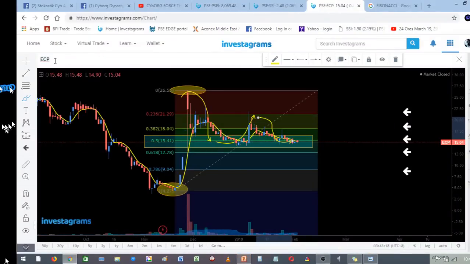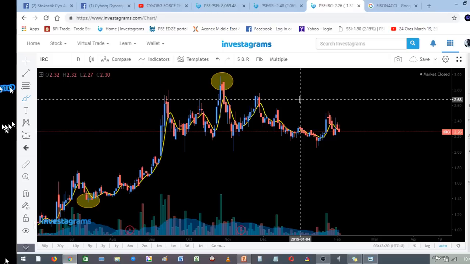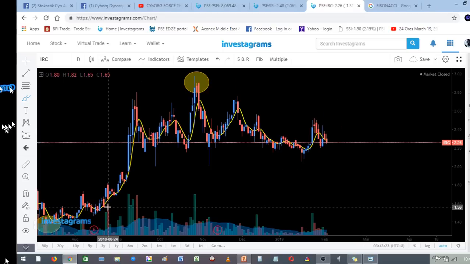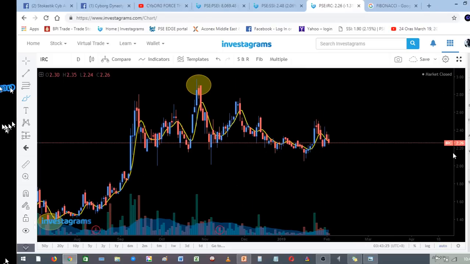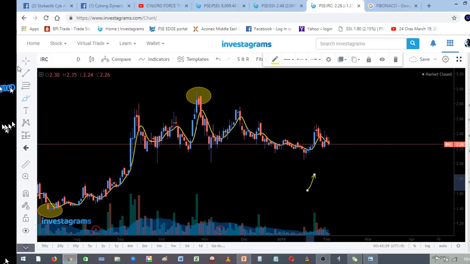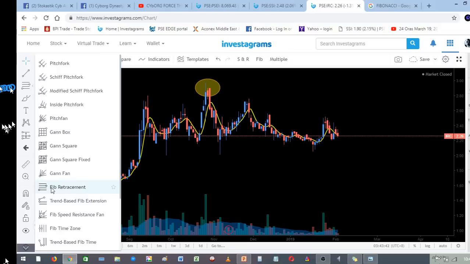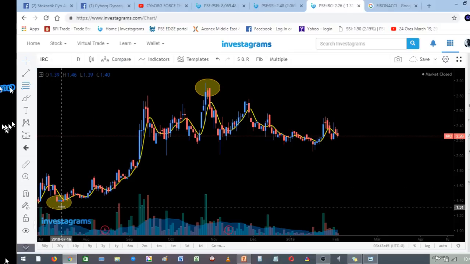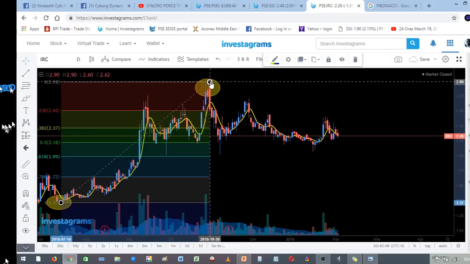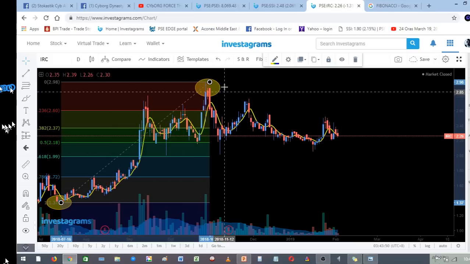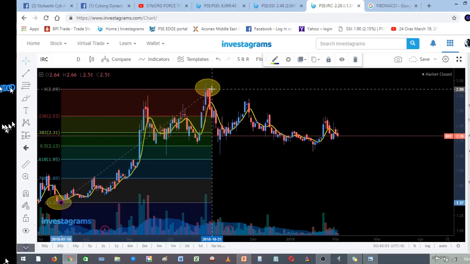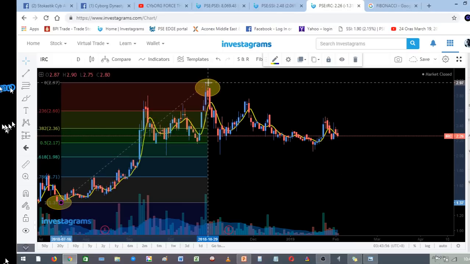So let's take IRC for example. So I have identified already the plotting point. So by plotting a Fibonacci level, click this icon, click the arrow right, arrow down, Fibonacci retracement, click, and from swing low to swing high. It could be either on the body of the candle or the wick of the candle. So I definitely place the Fibonacci level on the wick.